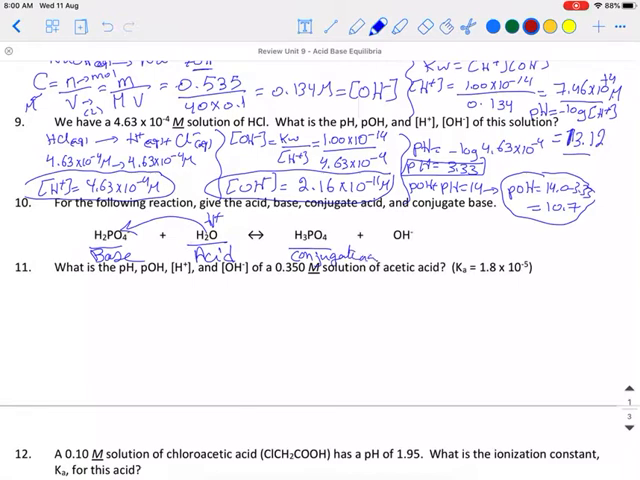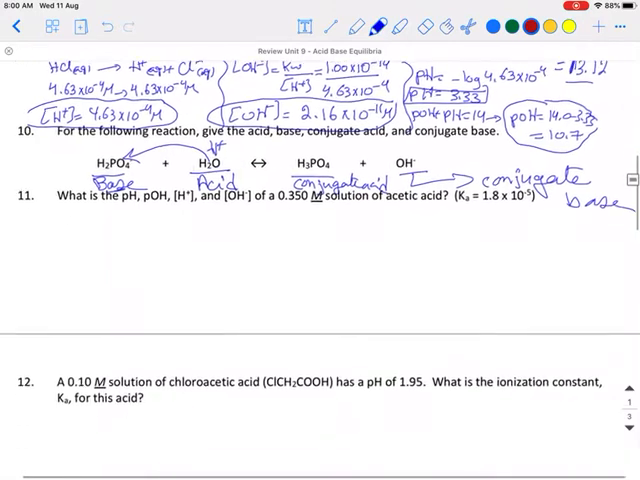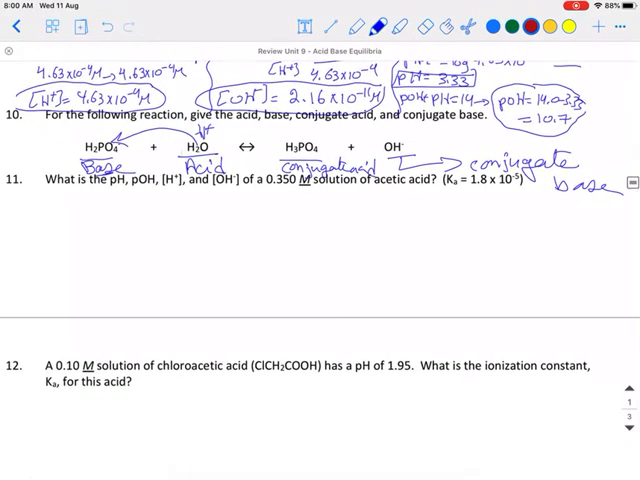So this will be the conjugate acid of the base, which is H2PO4 minus, and that will be the conjugate base of H2O. What is the pH, pOH, H plus, and OH minus of a 0.350 molar solution of acetic acid?